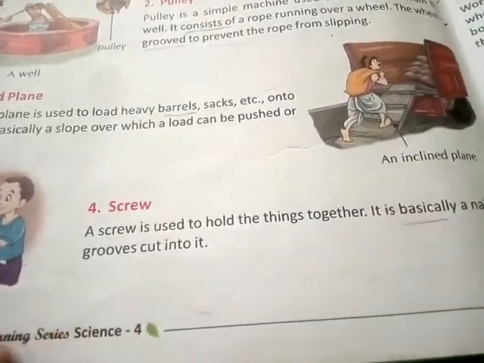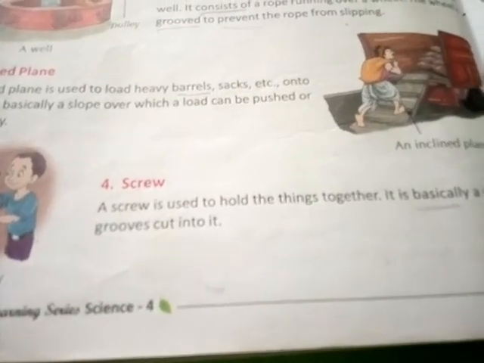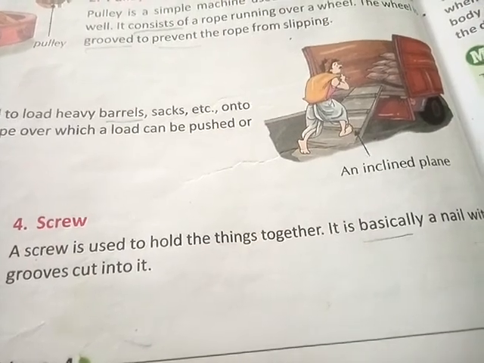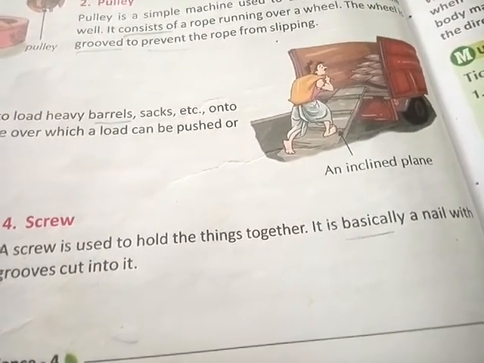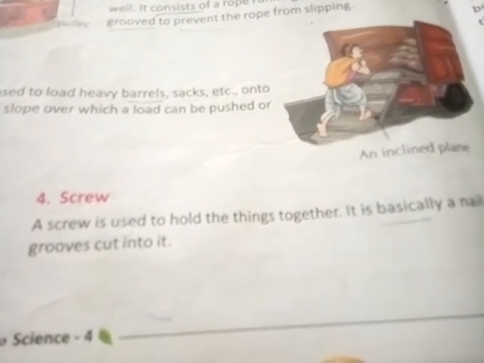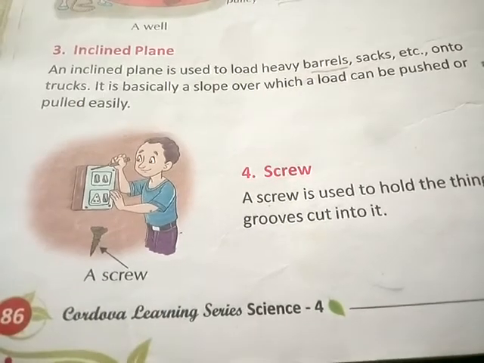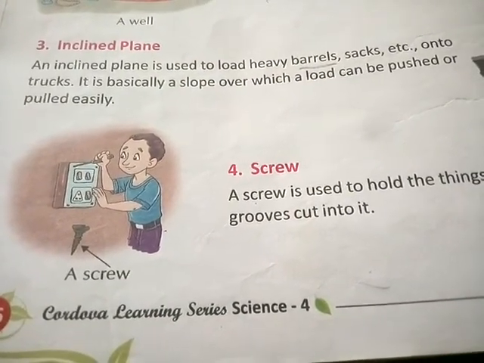Fourth number is screw. A screw is used to hold the things together. It is basically a nail with grooves cut into it. It's a picture of a screw.